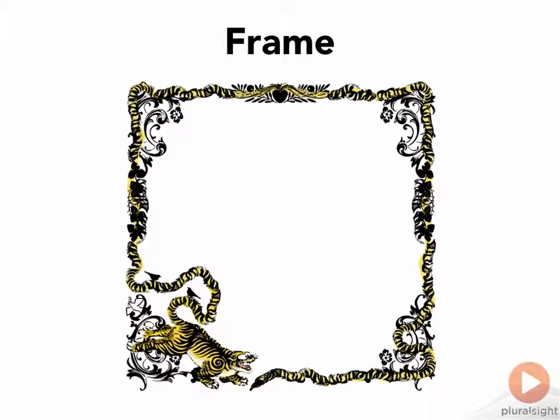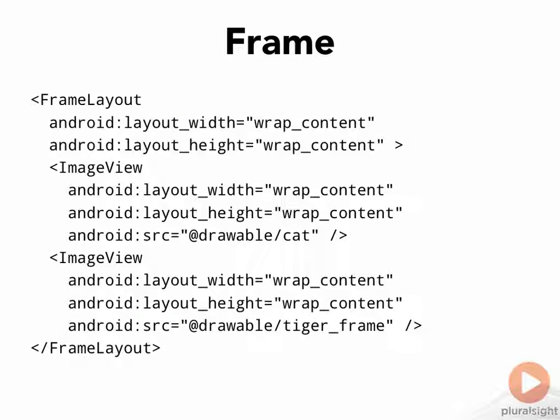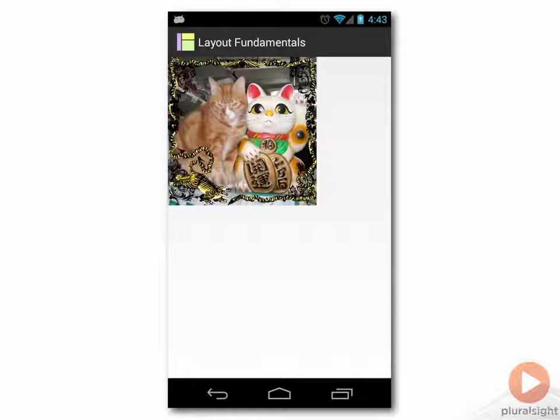Like I said, frame layout is mostly for specifying overlapping views. But why is it called frame layout? Well, it is mostly used for framing, like a picture frame. So here we have this beautiful tiger frame, and let's say we want to put it on top of a cat picture. This is how we'll use frame layout to do that. First, we put the cat inside an image view, and then we specify the tiger frame, so it's on top. This is how it looks with our cat photo, and then on top of it, the tiger frame.